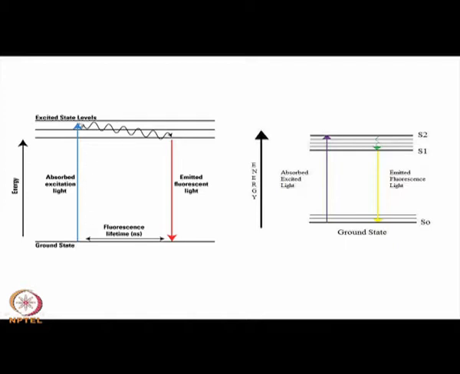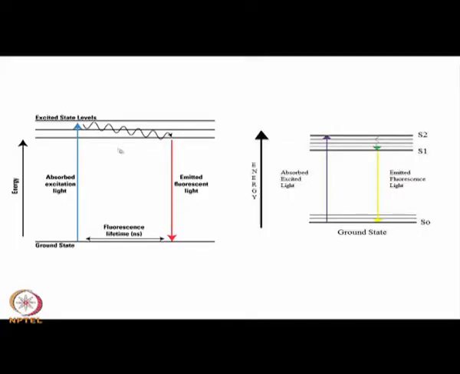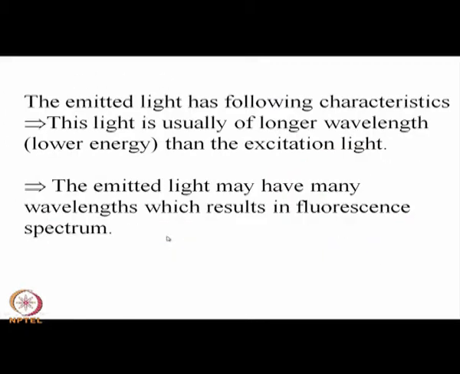So you may excite to a vibrationally excited state. That means after absorption of the excitation light, the system goes to a vibrationally excited state of the first electronic level. Then it quickly relaxes to the lowest energy singlet state, and then it gives rise to fluorescence. So that is why the light is usually of longer wavelength, lower energy than the excitation light.